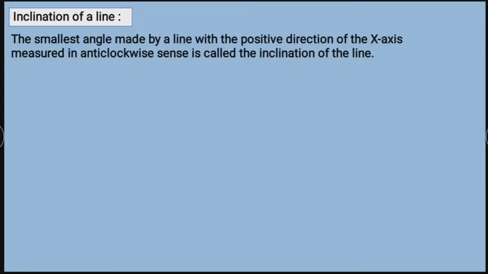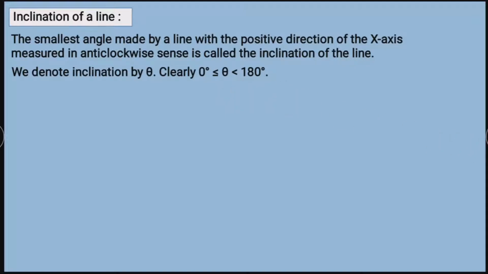Then inclination of a line. See the definition. The smallest angle made by a line with the positive direction of x-axis measured in anticlockwise sense is called the inclination of the line. So in short, we say the angle made by the line with positive direction of x-axis is the inclination of that line. We denote inclination by theta, and this theta may be 0 or greater than 0 and must be strictly less than 180 degrees.